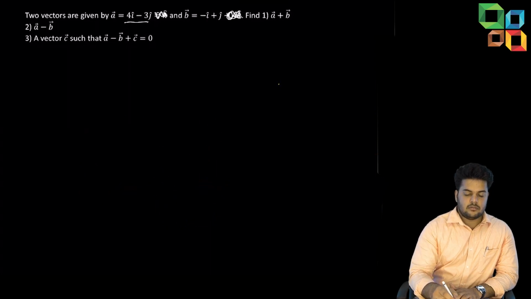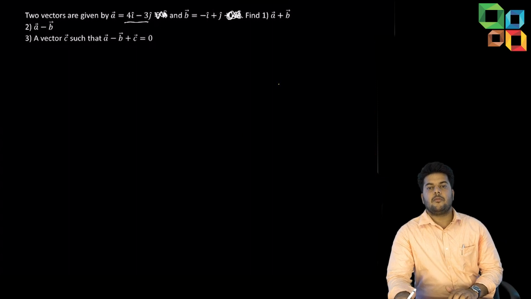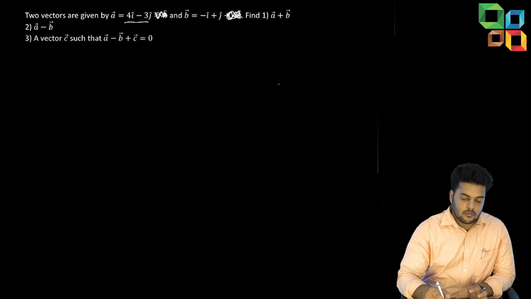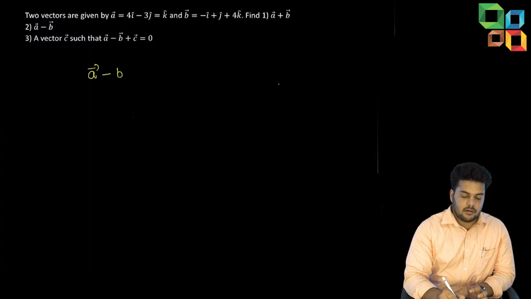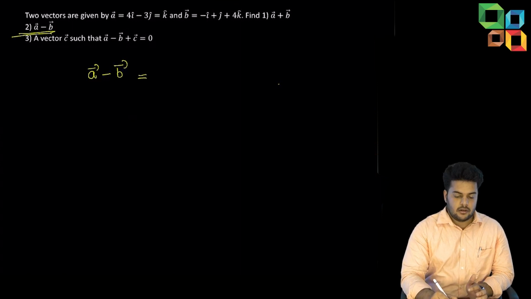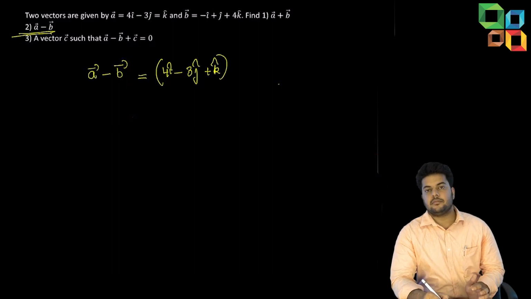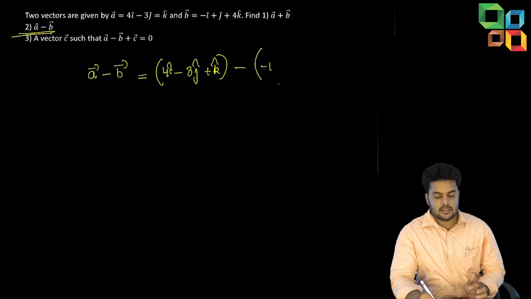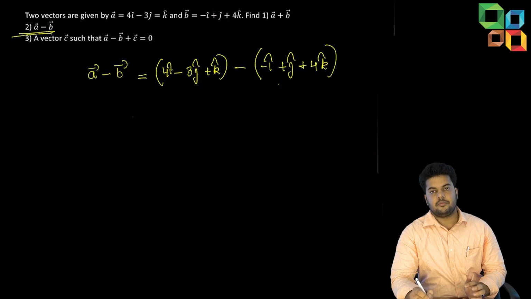What about the second one? Rachit, have you got an answer for the second one? So is it 3I cap minus 2J cap plus 3K cap? One second, let me check. So A vector, Aishwarya, watch this. A vector minus B vector, sir. That's what we want, isn't it? Yes, Aishwarya, sir. What is A vector? A vector is 4I cap minus 3J cap plus K cap. Correct? Yes, B vector, sir. B vector is minus I cap plus J cap plus 4K cap.